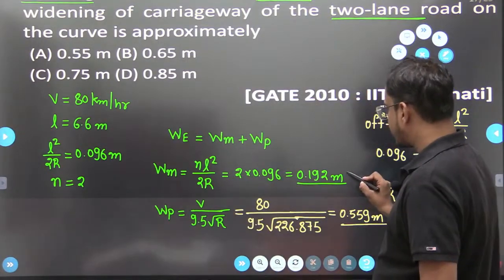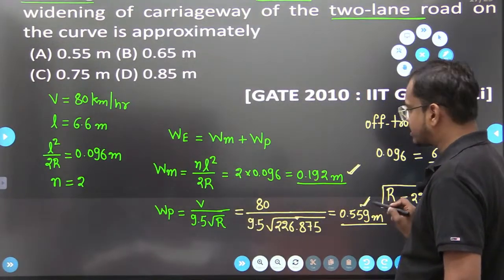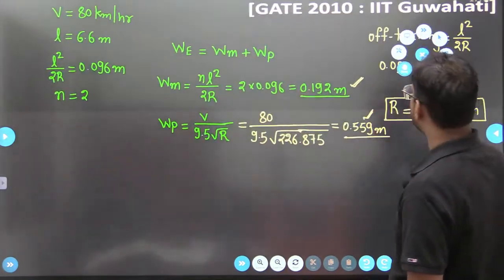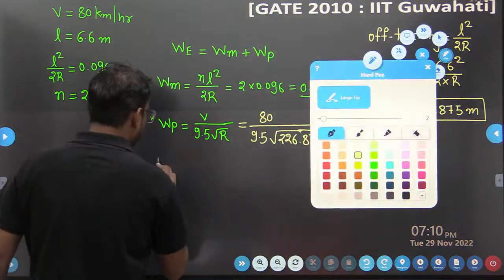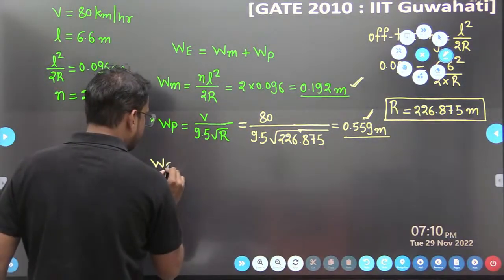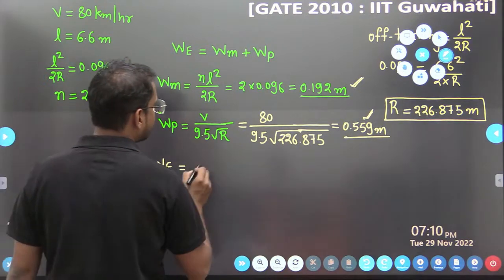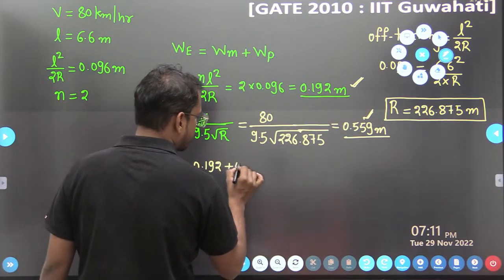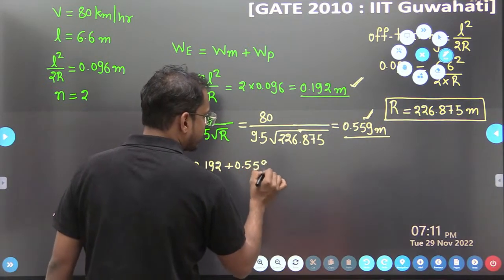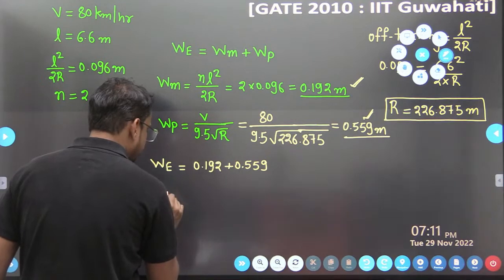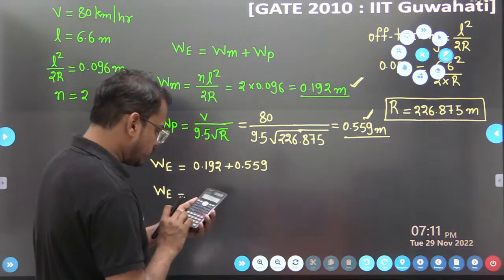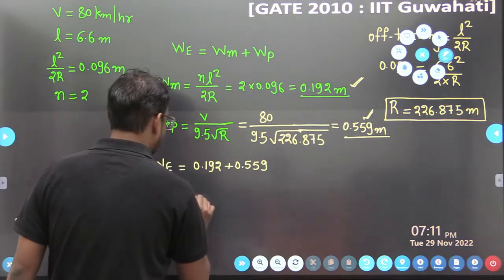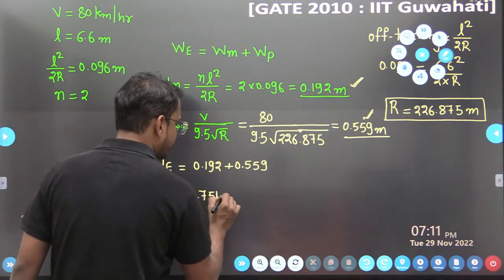So this is our mechanical extra widening and this is our psychological extra widening. Now what is the value of total extra widening? If I am interested to calculate total extra widening, then how to calculate? Total extra widening is equal to mechanical plus psychological. That means mechanical is 0.192 plus psychological 0.559. So the value is 0.751 meter. It is the value of total extra widening.